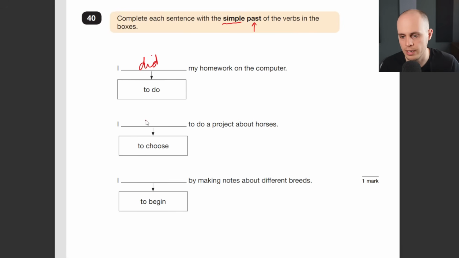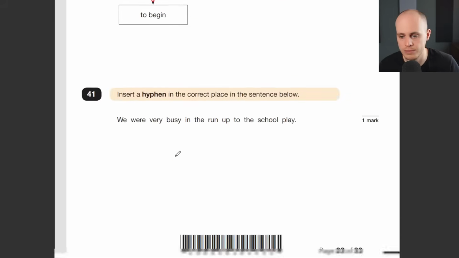To choose. I chose to do a project about horses. Not I was choosing or I had chosen. They're not simple. Keep the one word for simple. To begin. What's the simple past tense version of begin? Today I begin. Yesterday I began. Okay, so that's it. Just keep simple means one word.